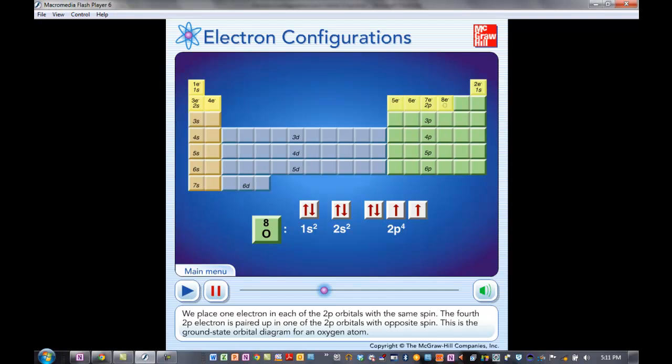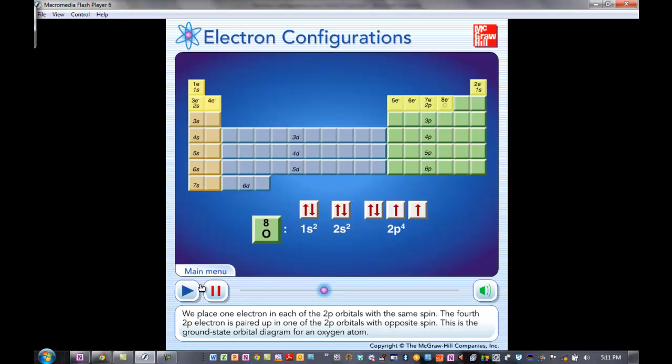So since we have three orbitals in the p subshell, the 2px, the 2py, and the 2pz in this case, we're going to put one electron in the 2px, one in the 2py, one in the 2pz. That takes care of 3. We are going to have to pair up the fourth one. Okay? All right, so that's oxygen. Electron configuration, still written below: 1s2, 2s2, 2p4, that's 8. And then the orbital diagram gives us more information.